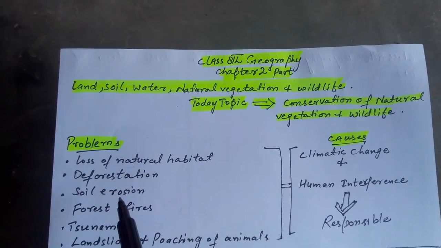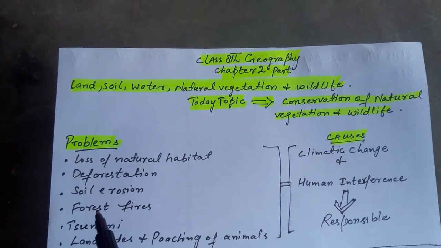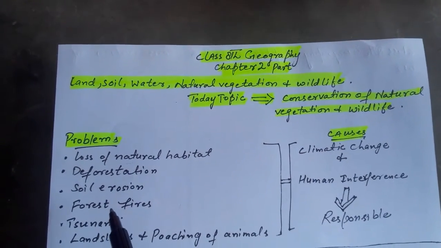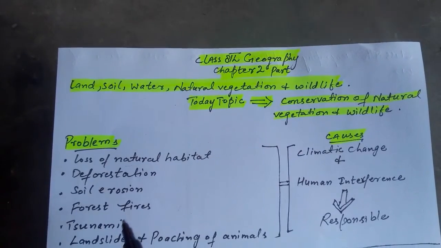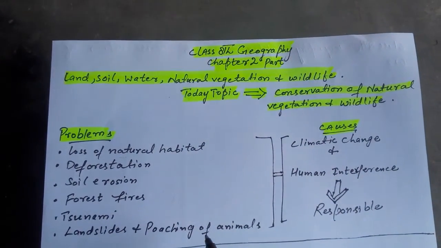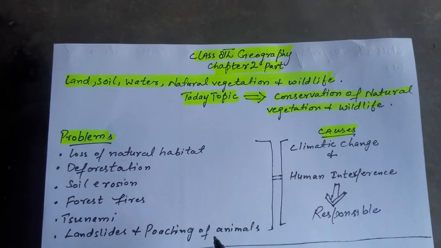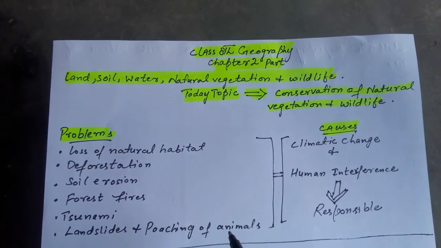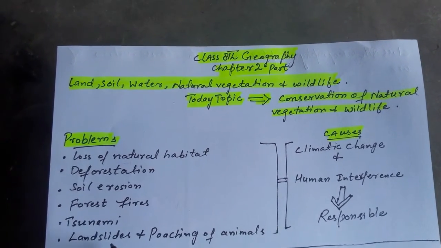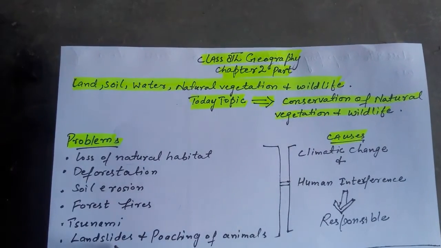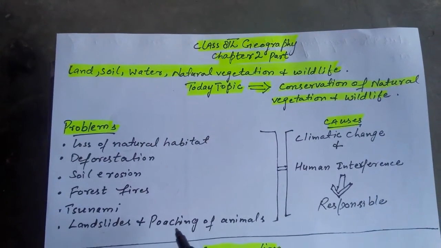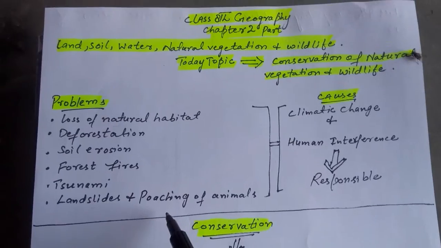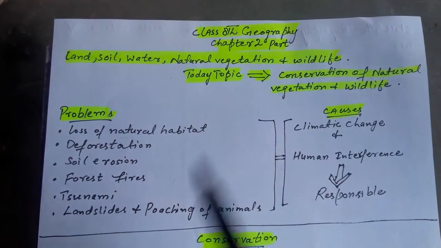Soil erosion is another cause, another problem. Forest fire is another problem. Tsunami, landslides and poaching of animals. Landslide is the movement of earth due to some climatic conditions and human interference also. So here is the word poaching of animals.